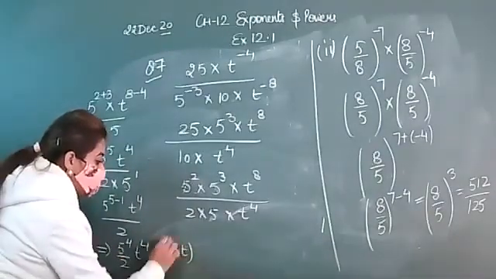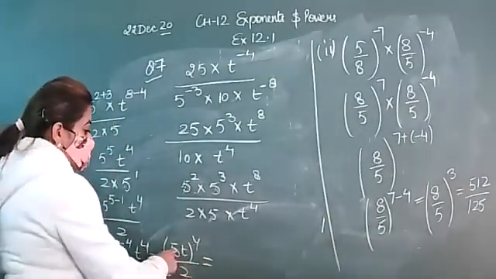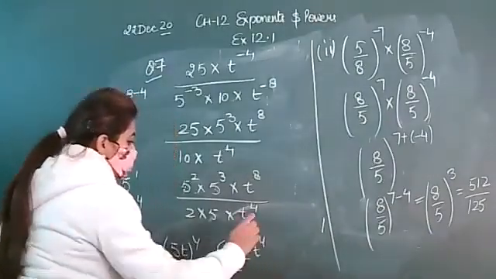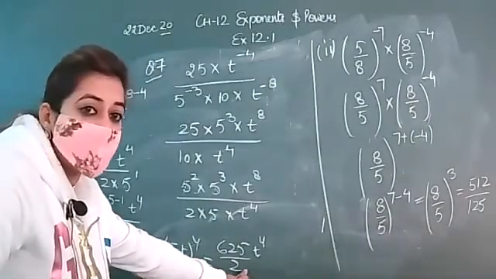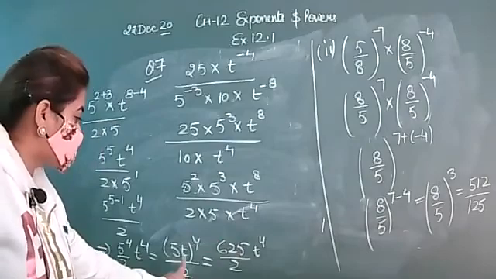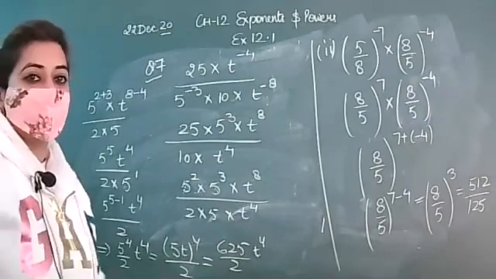If you want to collect this term like this, you can. Or if you want to simply multiply this, this will give you 625 upon 2 t raised to power 4. If the question is of simplification, then you will write this answer. And if the question is to simplify and write the answer in the exponential form, then this will be your answer. So you can write both the answers together.